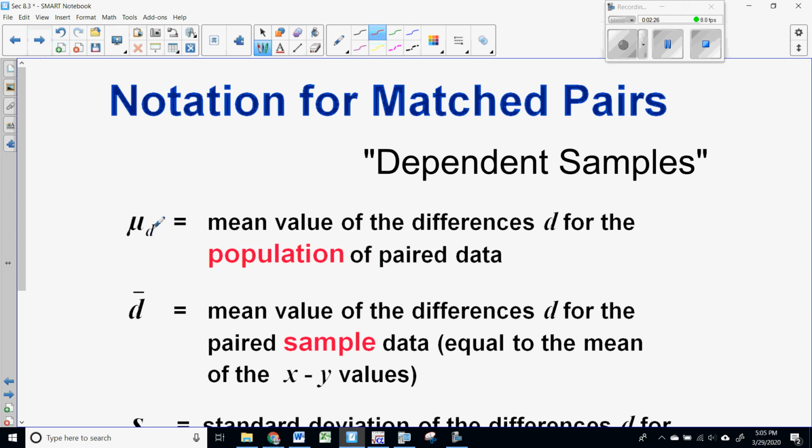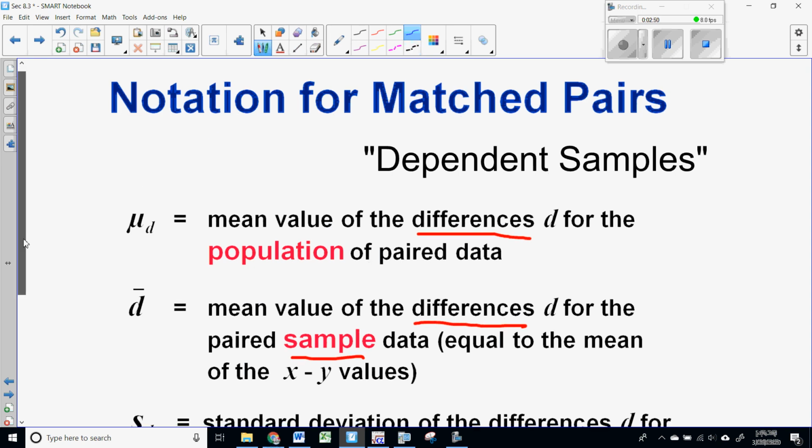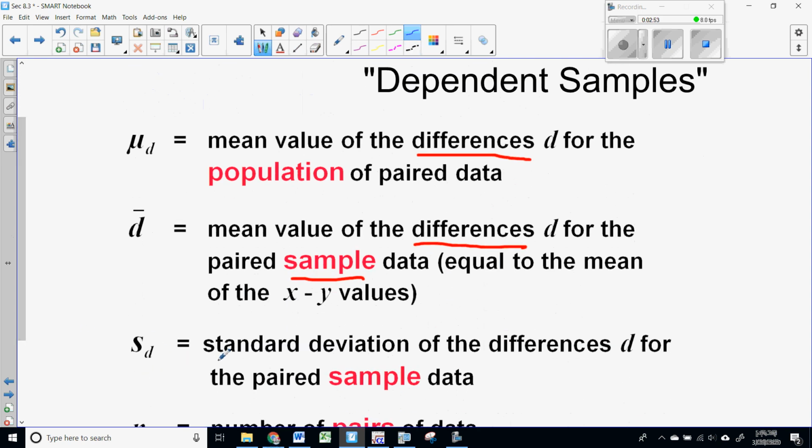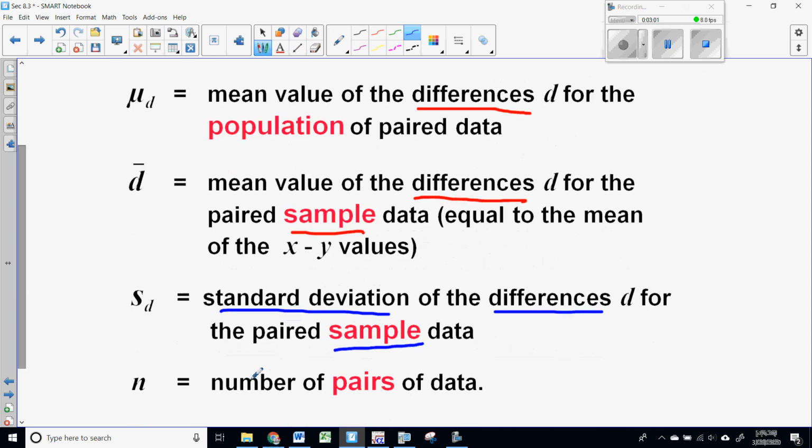First off, mu sub d is going to represent the differences of our two samples. This is all going to be about the difference between our two populations. So d bar is going to be the mean of the differences from the sample. Once again, it's related to the difference. S sub d is the standard deviation of the differences of the sample. And n is the number of paired data.